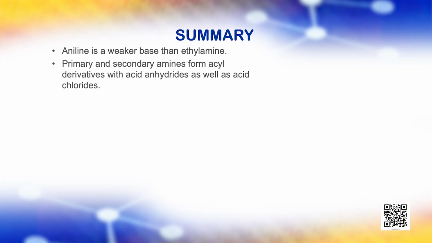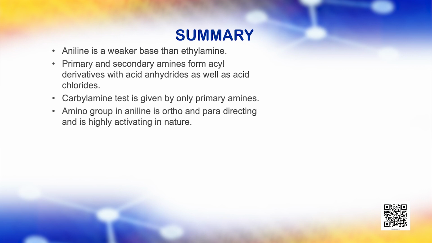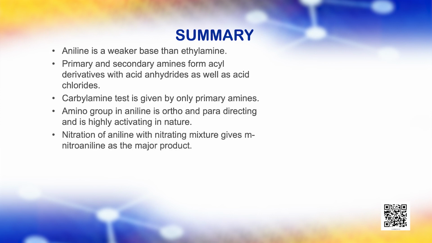To summarize the discussion, let us have a recapitulation of the major reactions. Aniline is a weaker base than ethylamine. Primary and secondary amines form acyl derivatives with acid anhydrides as well as acid chlorides. The carbylamine test is given by only primary amines. The amino group in aniline is ortho and para-directing and is highly activating in nature. Nitration of aniline with nitrating mixture gives meta-nitroaniline as the major product.